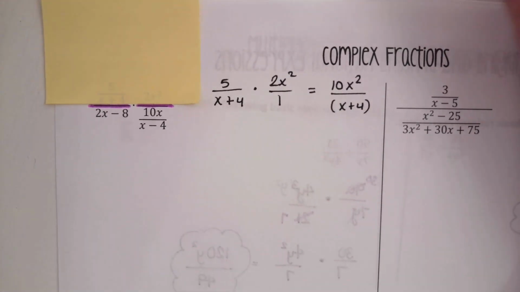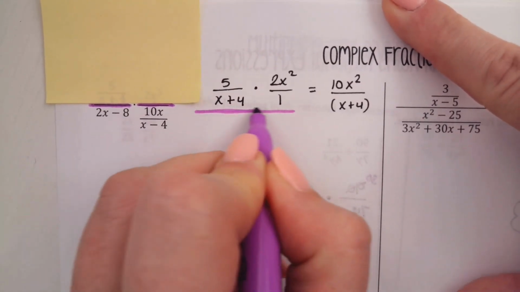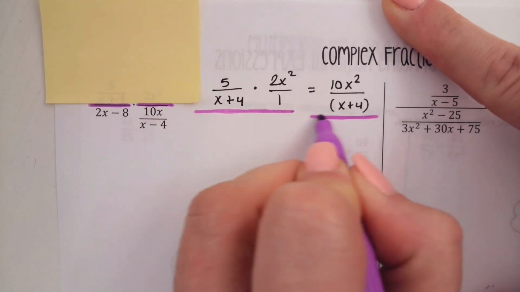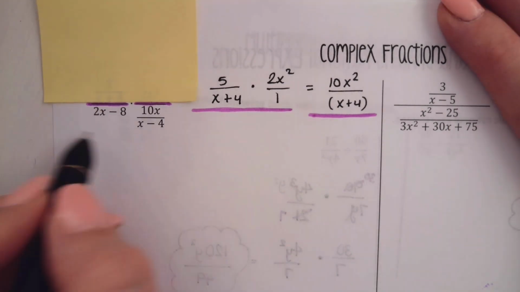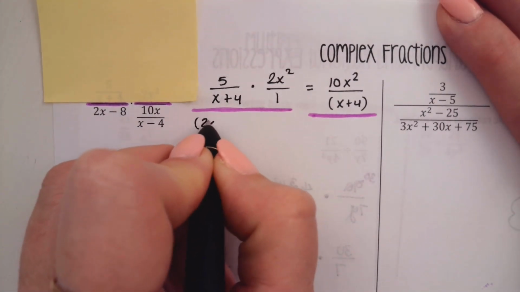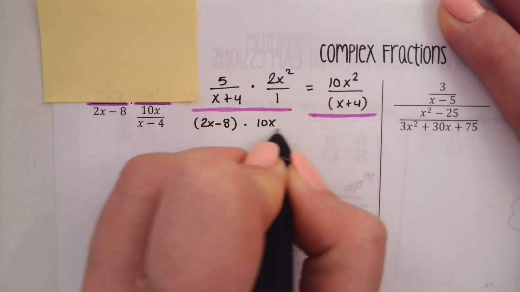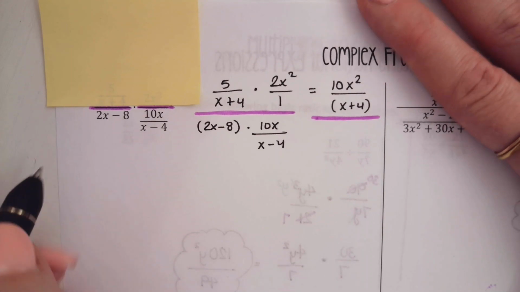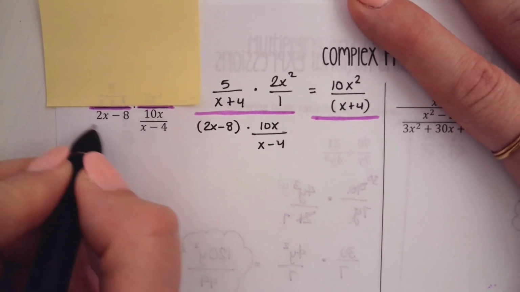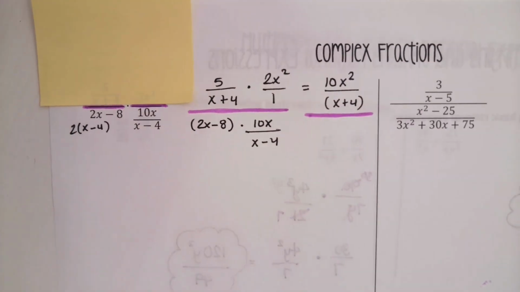Okay, so I'm going to put my big giant fraction bar here. Big giant fraction bar here. Okay, so looking at that denominator, I have a 2x minus 8 times a 10x over x minus 4. 2x minus 8 actually does factor. What can I take out of it? A 2 to make it 2 times x minus 4.